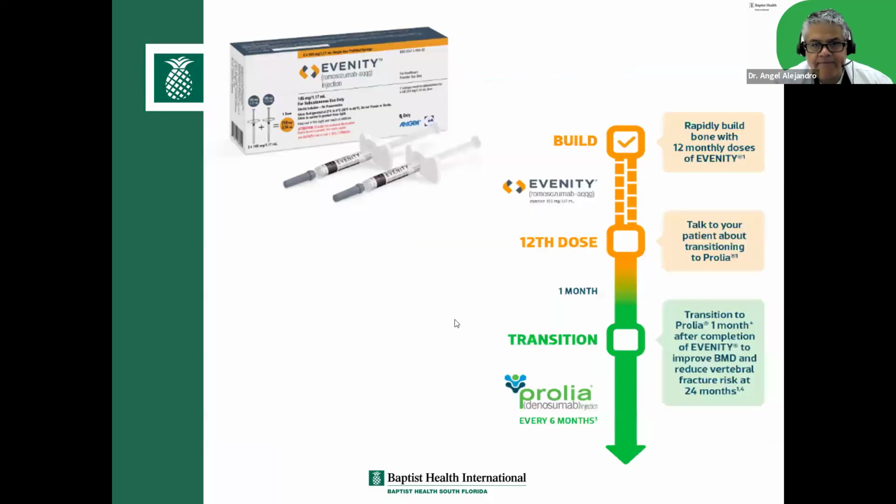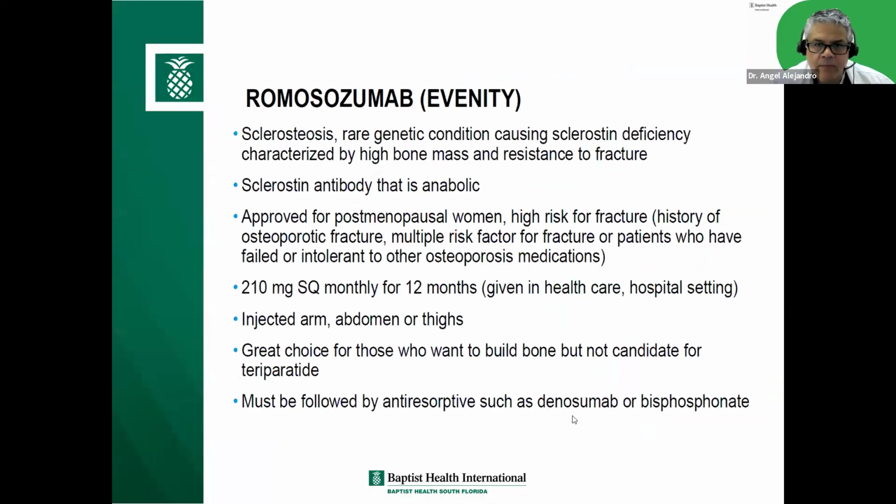The problem with it is that it is quite expensive. It's a once monthly injection. You see that there's 2 syringes there. Well, that's the entire dose. So they split it into 2 syringes. So you give both syringes at the same time subcutaneously once a month for 12 months. And then you transition over to either IV reclast or in this case, to denosumab.